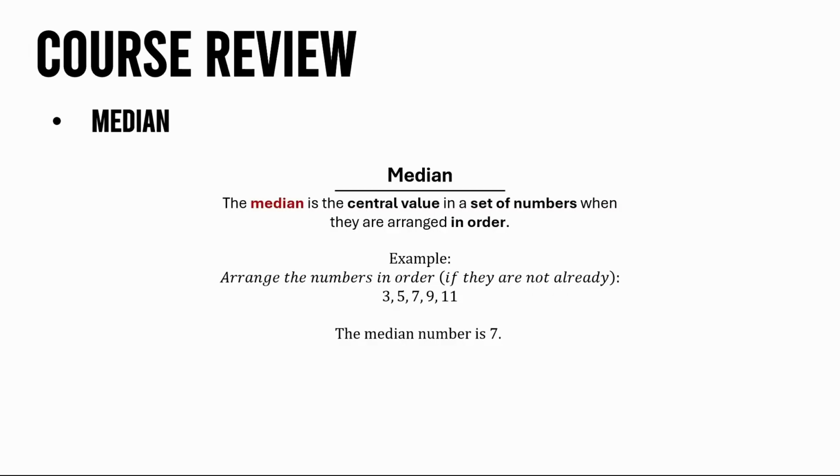Median. The median is the middle value in an ordered list. If there is an even number of elements, the median is the arithmetic mean of the two middle values. Powers. A power is repeated multiplication of the same number. The base is the number being multiplied, and the exponent tells how many times to multiply it.